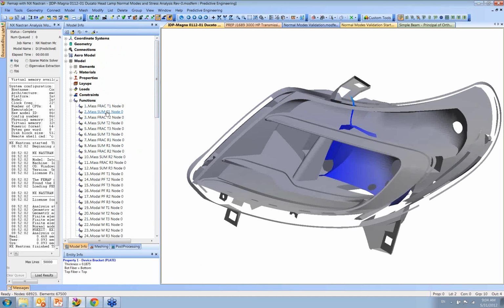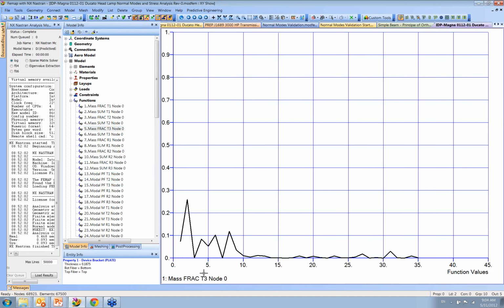It'll kick out these functions over here, and of course you can plot them. This is your fraction of mass associated with each mode. Your first mode here has less than 10%. Your second mode has 25%. So this is telling you your second mode is far more important than your first mode. When you do your modal frequency analysis, it tells you to expand on the second mode, that this is where the damage is going to come about.